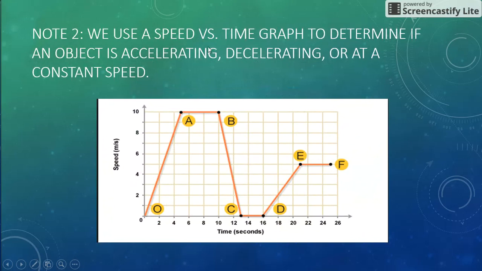Note number 2, we use a speed versus time graph to determine if an object is accelerating, decelerating, or at a constant speed. So I know that my object is accelerating from O to A. It's at a constant speed from A to B. From B to C, it is decelerating. From C to D, it's stopped. From D to E, it's accelerating again. And E to F, it's at that constant speed.